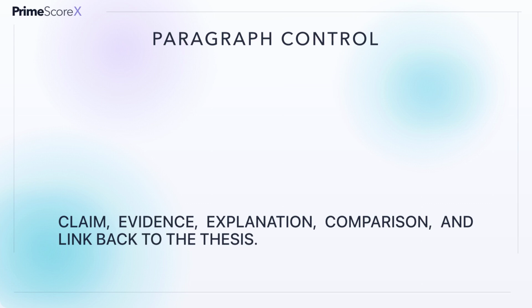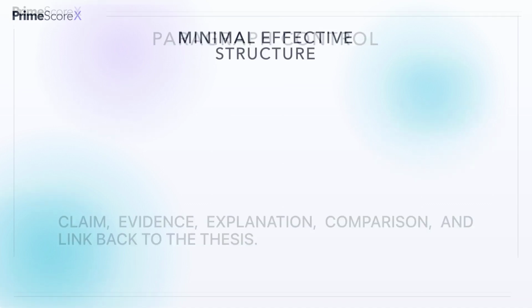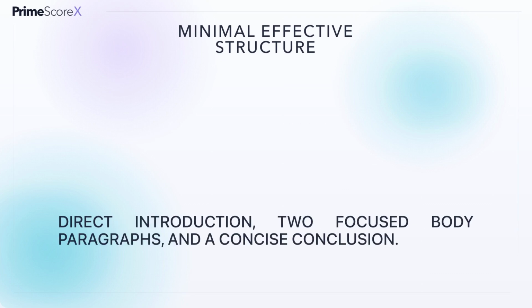Use this 5-part paragraph check. Does the paragraph make a clear analytical claim? Does it include specific passage evidence? Does it explain the evidence? Does it compare the other argument where relevant? Does the final sentence connect the point to the thesis? If one element is missing, revise the paragraph before adding more length.